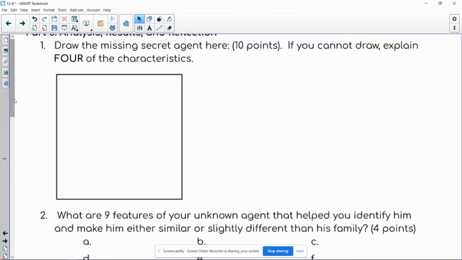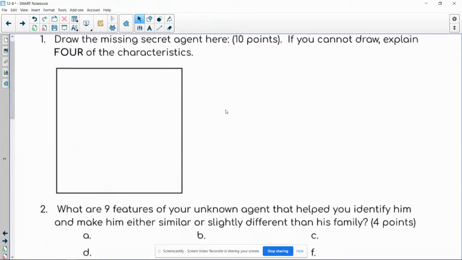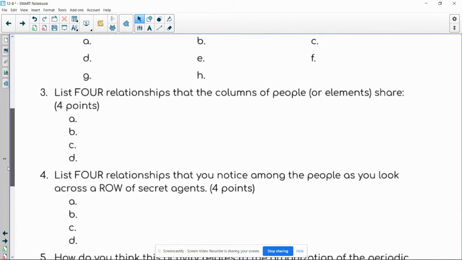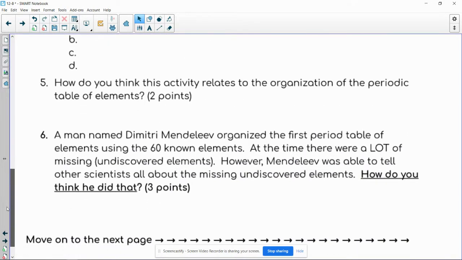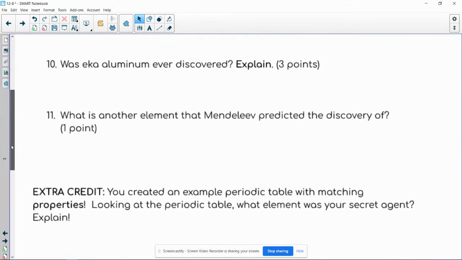Let's see, where am I at? I'm at 12 minutes. I don't want to talk too much more. So you organize them and explain your missing person here. Once you have all your cards ordered, there are a couple of analysis questions for you to do. The last thing is to click this link, and there's a 4-minute video about this guy named Mendeleev who organized the first periodic table, and there are a couple of questions that go with it, and then you'll be done.